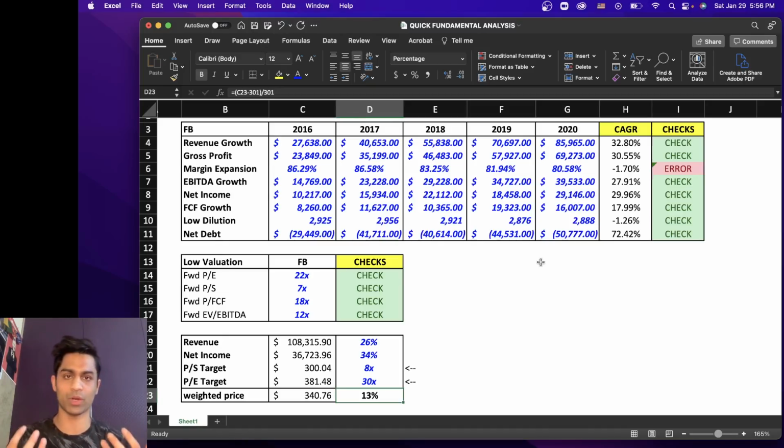But again, I want to be very clear. This is not a replacement or a substitute to actual proper analysis and deep diving into certain companies and reading the 10Ks and 10Qs. But this is a very quick way on how to actually analyze companies and kind of go over the certain metrics that are very, very helpful in fundamental analysis.